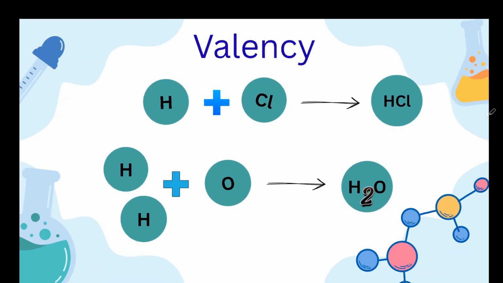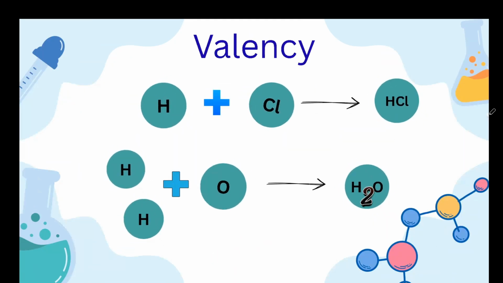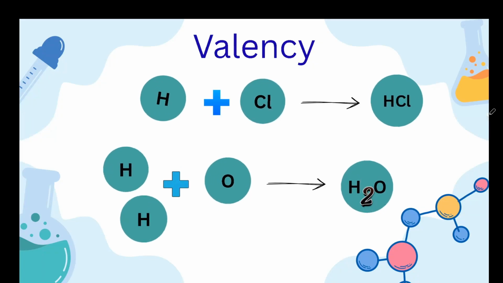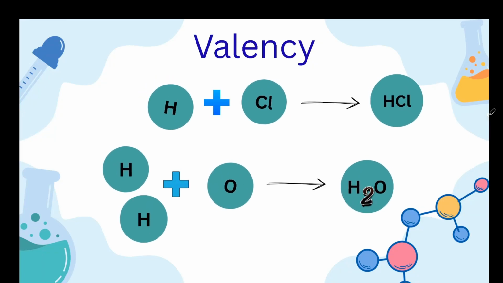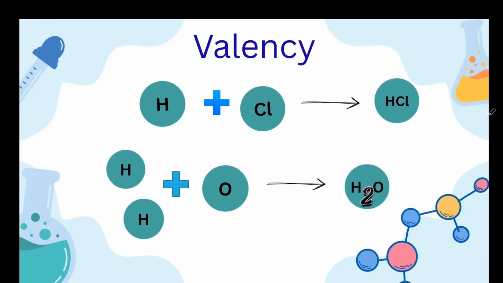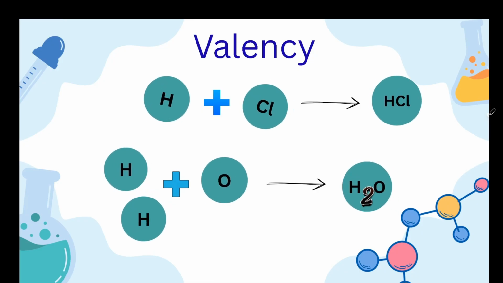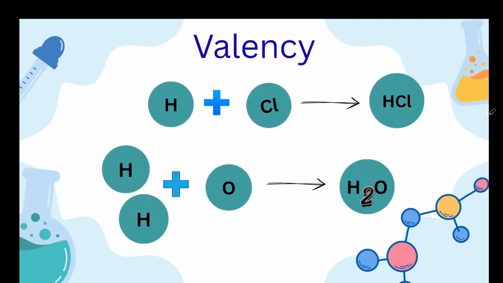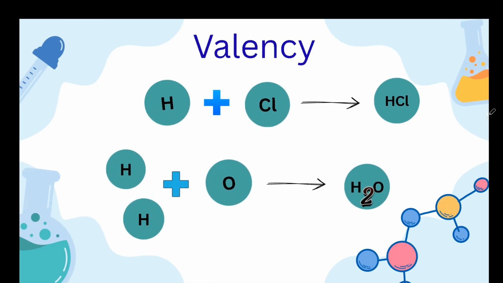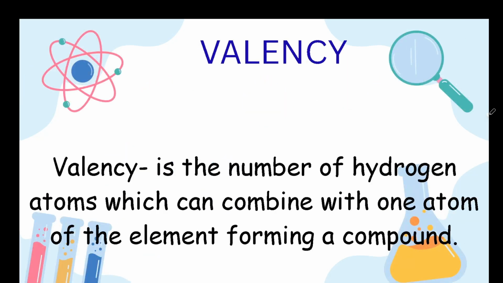Why does hydrogen combine with one chlorine atom forming HCl, whereas oxygen combines with two hydrogen atoms forming a molecule of water? And why does copper show a variable valency of 1 and 2? So today we will understand valency and variable valency in the easiest way possible.